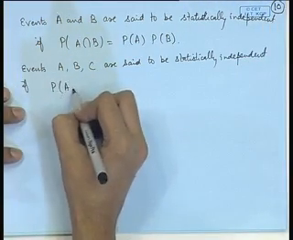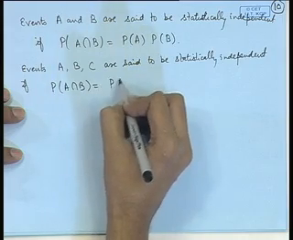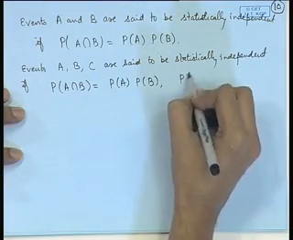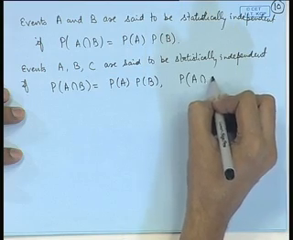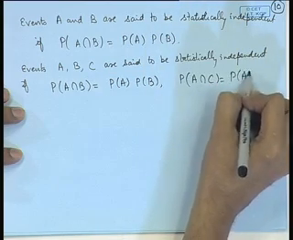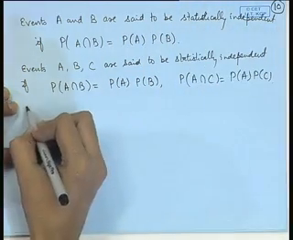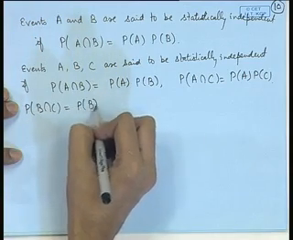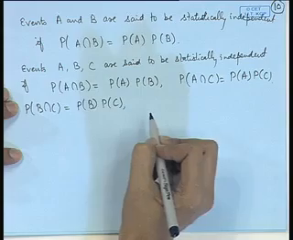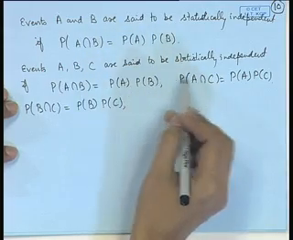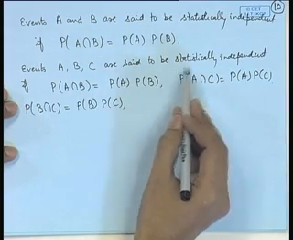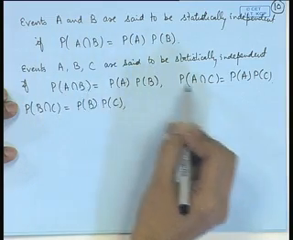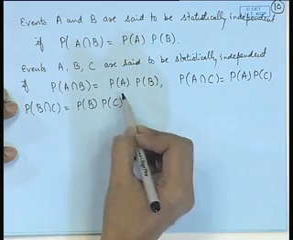probability of A intersection B is equal to probability of A into probability of B, probability of A intersection C is equal to probability of A into probability of C, probability of B intersection C is equal to probability of B into probability of C. Now, one may feel that these three conditions are enough for defining the independence of events A, B and C, but this is only pairwise independence of A and B, A and C, B and C.